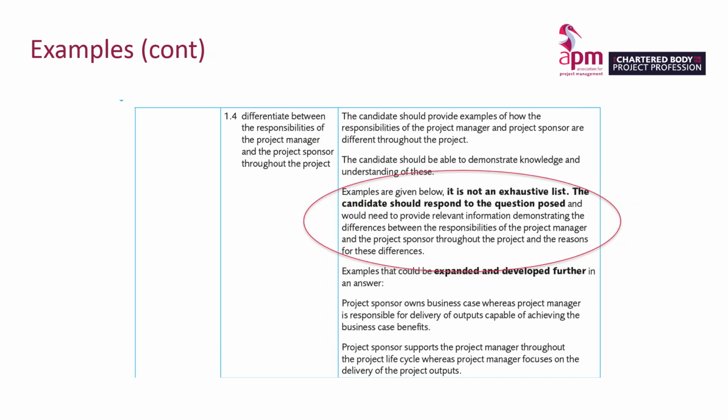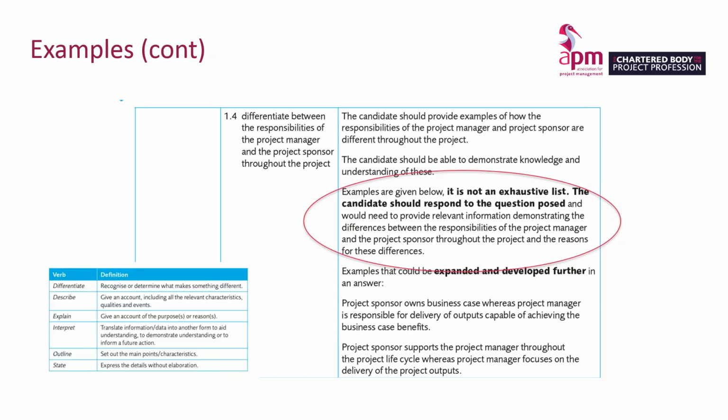there's a really key paragraph there within the indicative content that talks about the examples being given below that need to be expanded on. But I think the important part of that is about demonstrating the differences between the responsibilities of the project manager and the project sponsor throughout the project, but also the reasons for those differences. So just by documenting what each of those roles is, that's not going to get you the marks you would need for that particular question. It's about focusing on the differences and the reasons for those differences to be able to score those marks.